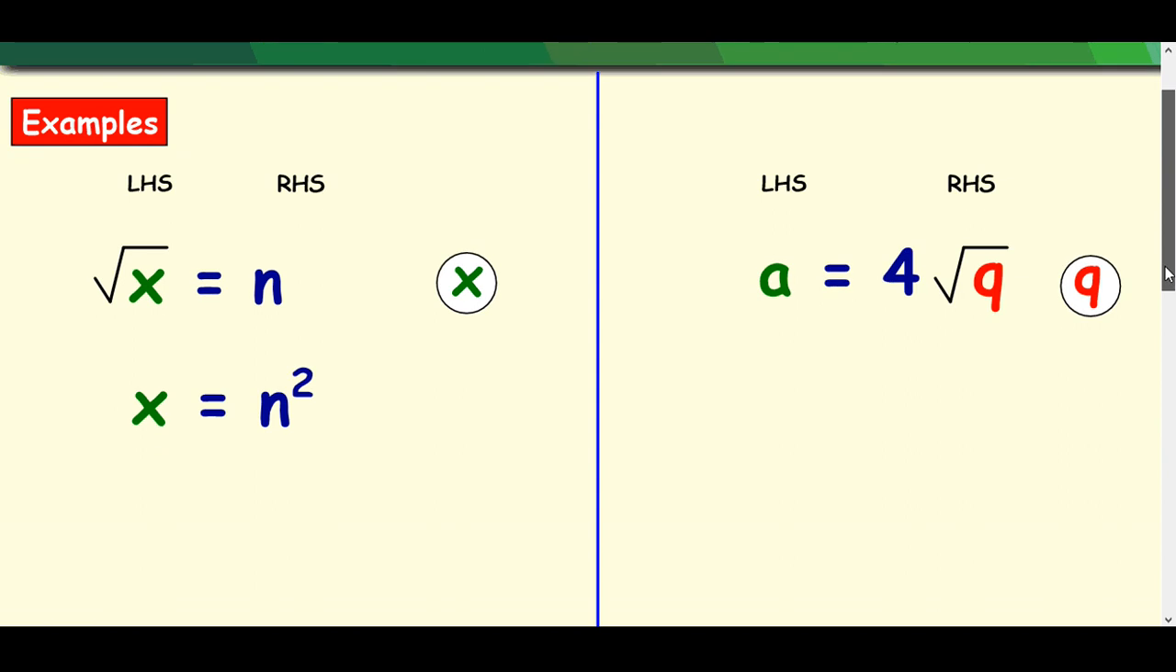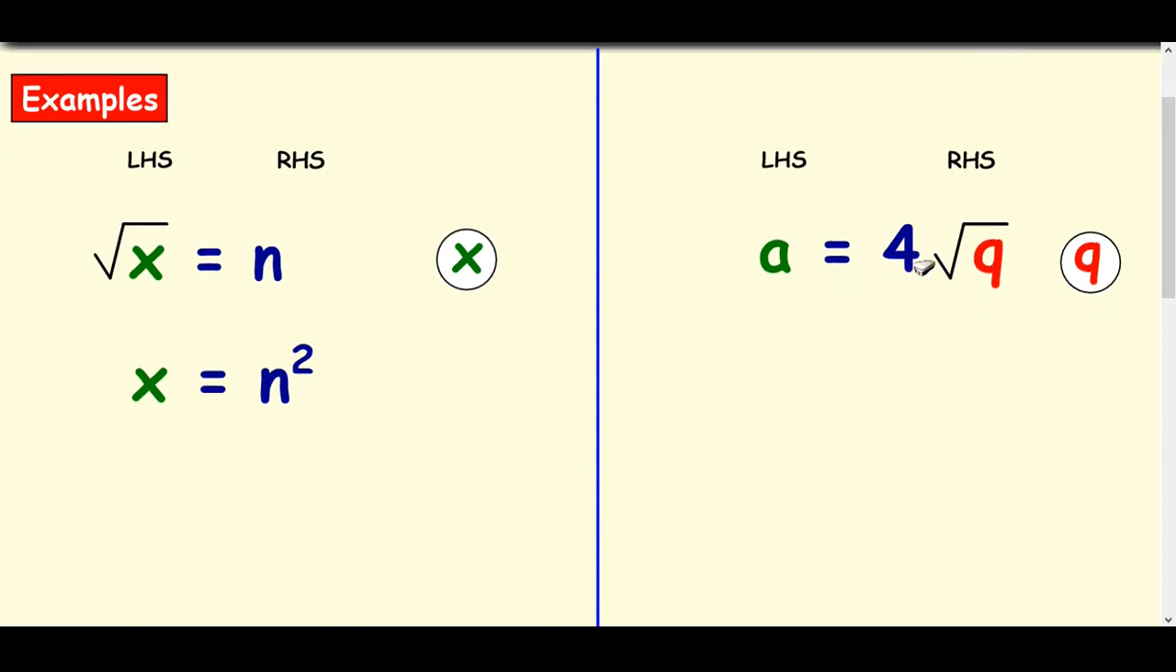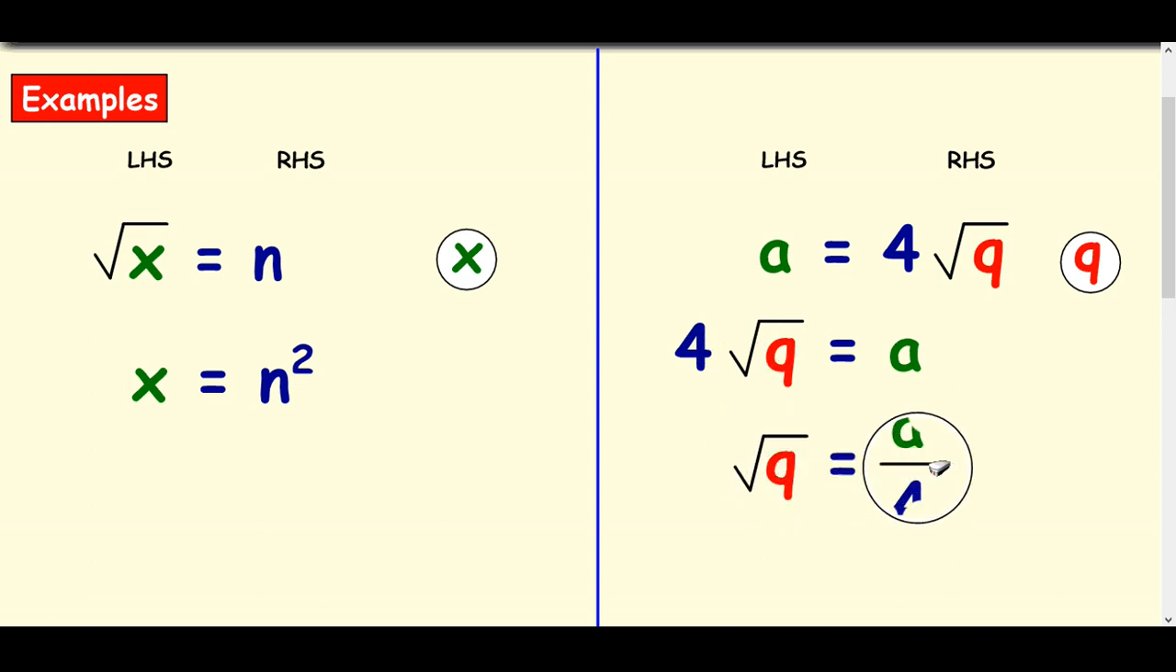Right, let's look at the next one. So we've got a is equal to 4 square root of q. Now straight away I'm noticing the subject's on the wrong side, so I'm going to rearrange it there. Just put the right hand side to the left hand side and the left hand side to the right. Now the same as before, I want to get rid of this 4 before I do anything. I want to isolate the square root of q. So I'm going to divide by 4 first.